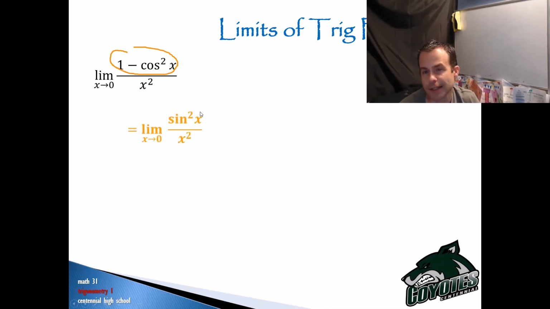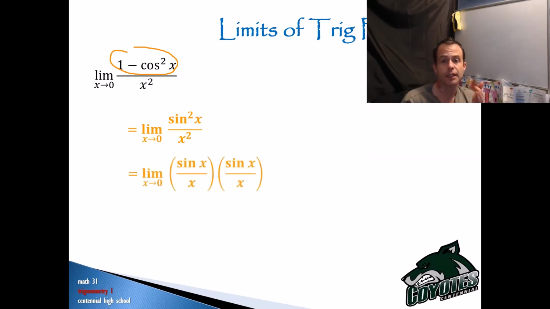Now, what does sine squared x mean? Well, sine squared x means sine x times sine x. And the x on the bottom means x times x. So I can actually now break that up to be sine x over x times sine x over x. Now, I know that the limit of sine x over x is 1. And so this actually becomes 1 times 1. And so my answer is 1.